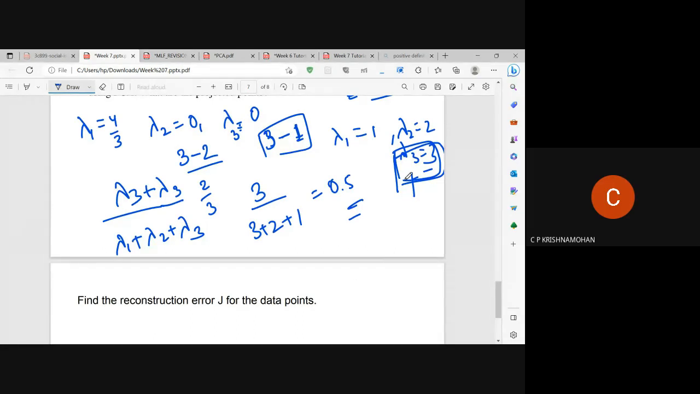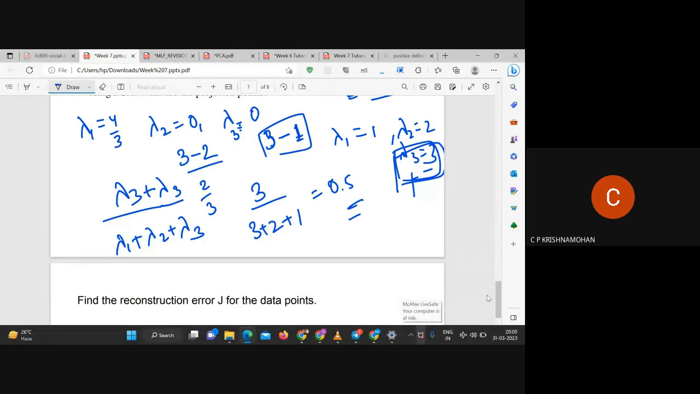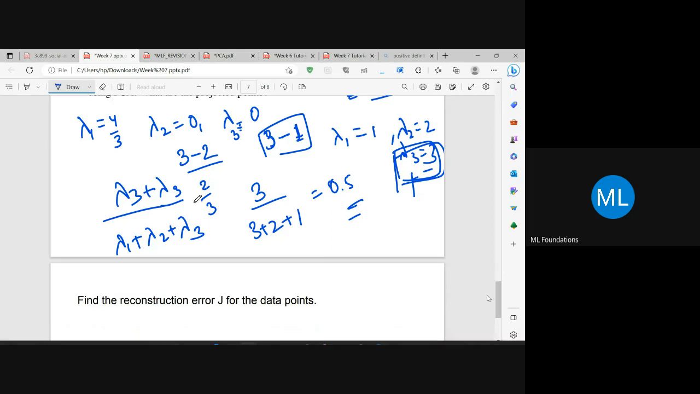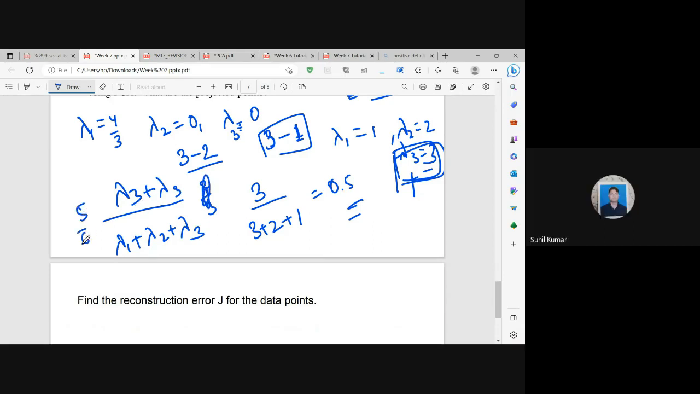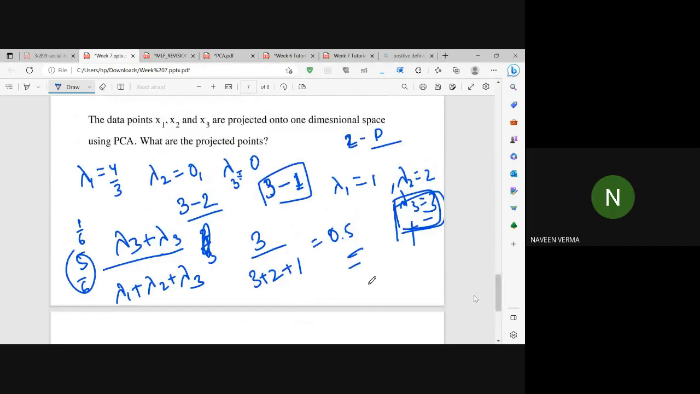From 3 to 2 dimensions, in that case it is 5, sir, not 1. So how come it's 1 by 6? It should be 5 by 6, no? Yeah, 5 by 6 of the information is preserved. So I'm losing 1 upon 6, right? Yes, sir. I wanted to know for which question 1 by 6 is the answer. How much percentage of information am I losing? This one is conserved.